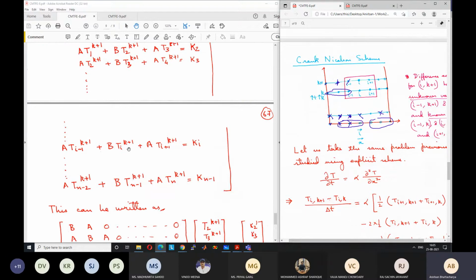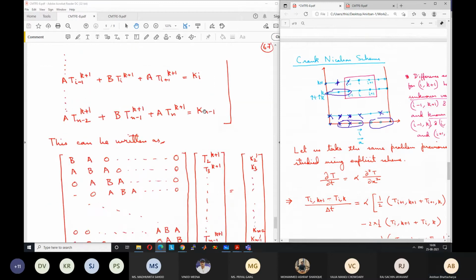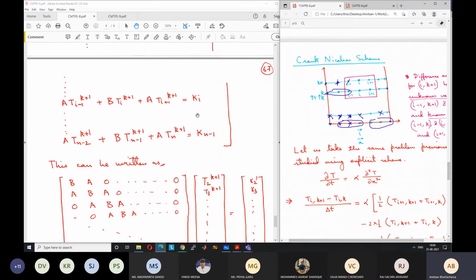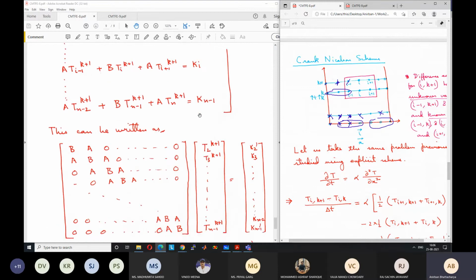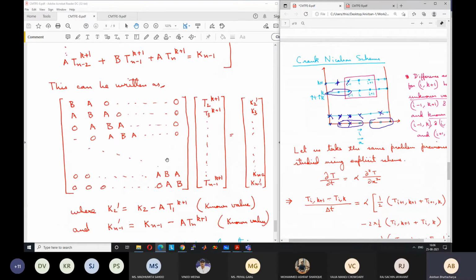And we have already seen the case for a general ith grid point. You have A T i minus 1 k plus 1 plus B Ti k plus 1 plus A T i plus 1 k plus 1 is equal to Ki, where Ki has all this information. And the last one is A T n minus 2 k plus 1 plus B T n minus 1 k plus 1 plus A Tn k plus 1 equal to Kn minus 1. So n minus 2 equations, n minus 2 unknowns, we can write this in matrix form.